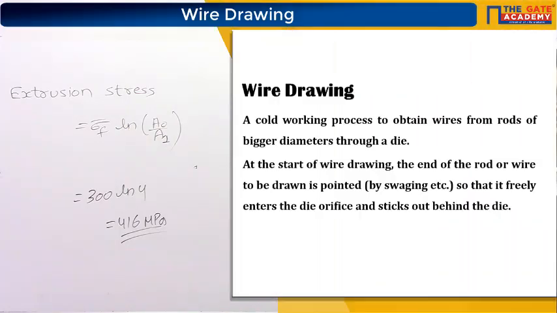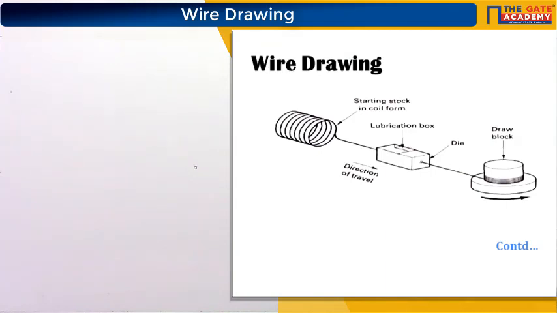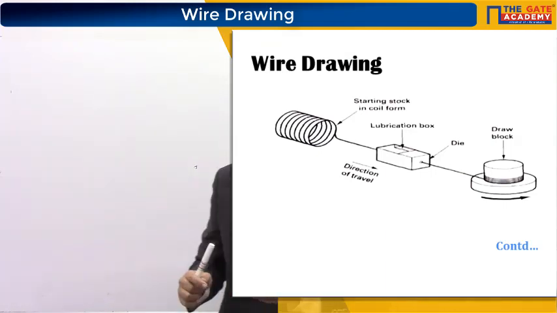Now let us see the wire drawing operation. Okay, so you can see on the secondary screen a setup for wire drawing. What we are having is some initial coil.